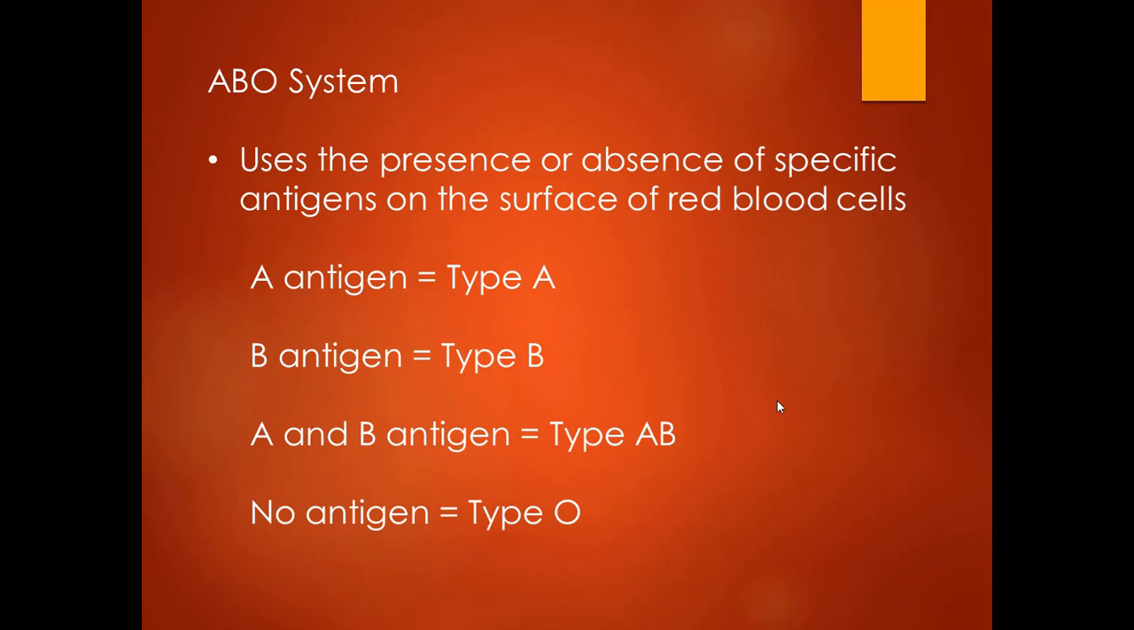Type A has the A antigen, B antibodies. Type B has the B antigen, type A antibodies. Type AB has the AB antigens and no antibodies. Remember, they're the universal recipient. Type O has both A and B antibodies and no antigens. They can only receive type O.